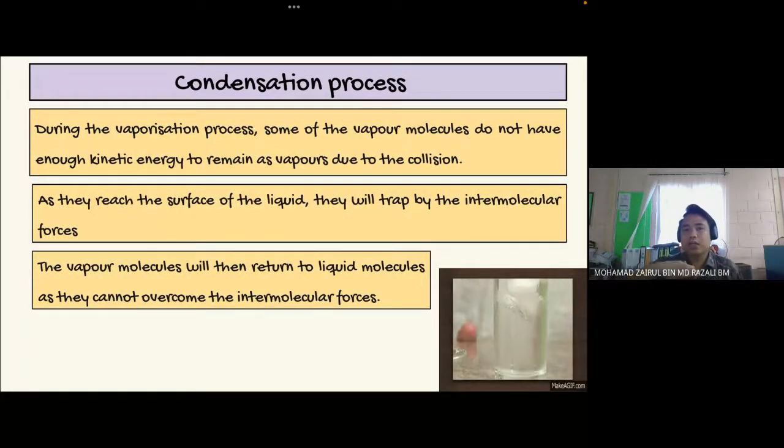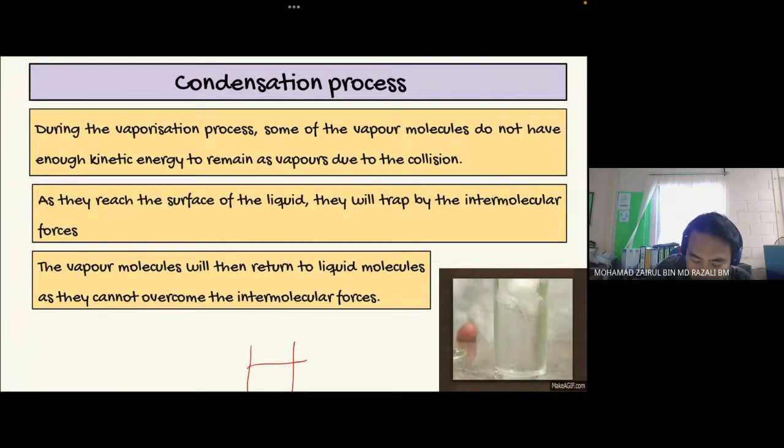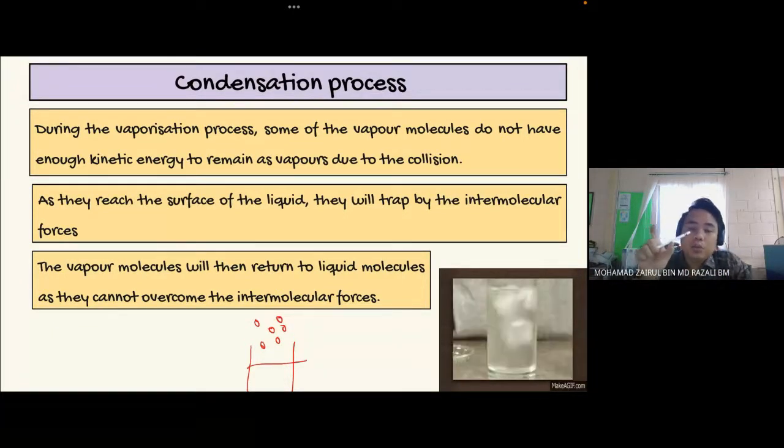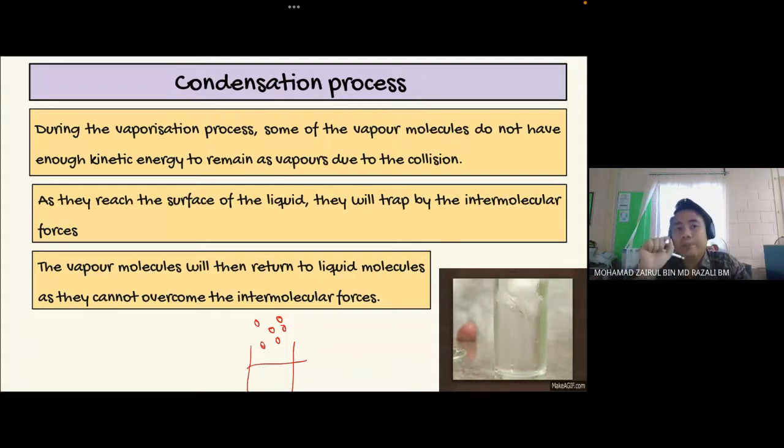Okay, macam mana condensation ni berlaku? So kita tahu tadi at the surface of the liquid, even at any temperature, some of the liquid particle tu akan have enough kinetic energy so that dia convert kepada vapor molecule. Now, sekarang ini contohnya awak ni liquid. Okay, so awak tengok gas molecule dah start to escape. So kita tahu even though the distance between the gas particles is very far apart, masih ada possibility untuk gas particle itu collide with each other.